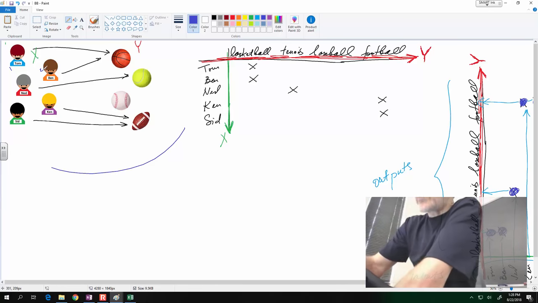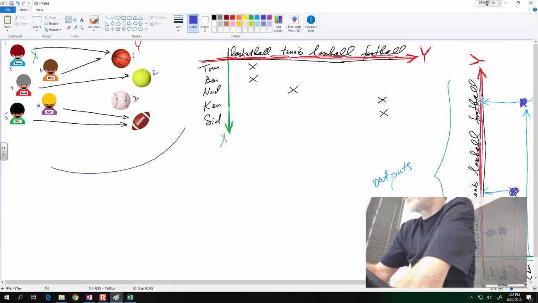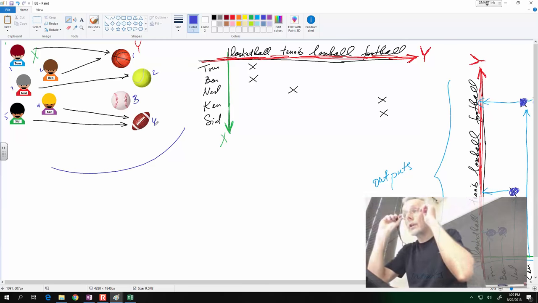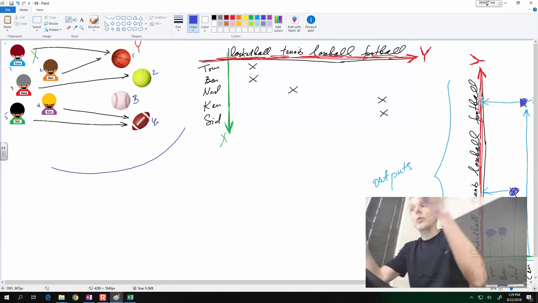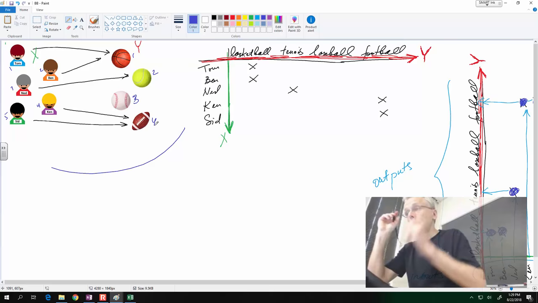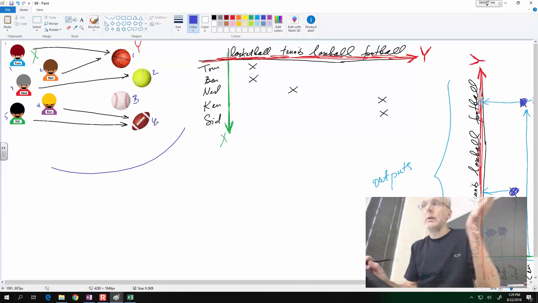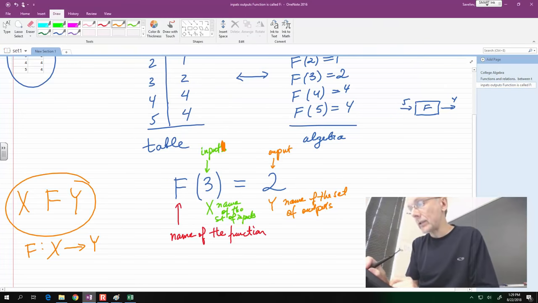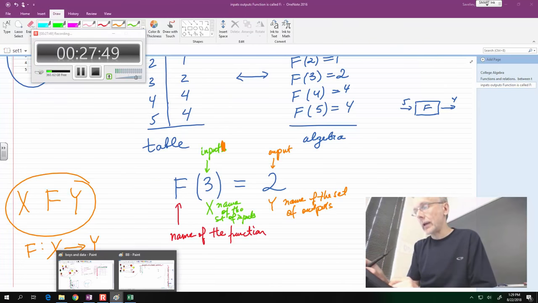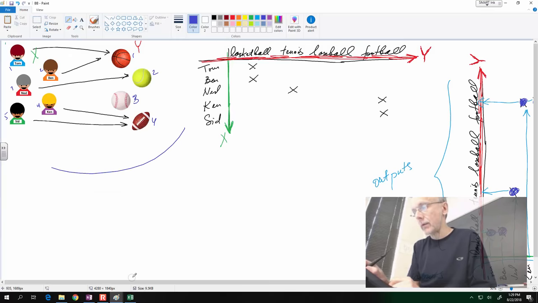So remember this: 1, 2, 3, 4, 5 and 1, 2, 3, 4. And those arrows, as we can see, go from 1 to 1, from 2 to 1, from 3 to 2, and so on. So wherever that data came from, it doesn't make any difference. It is still a function, as you see over here.